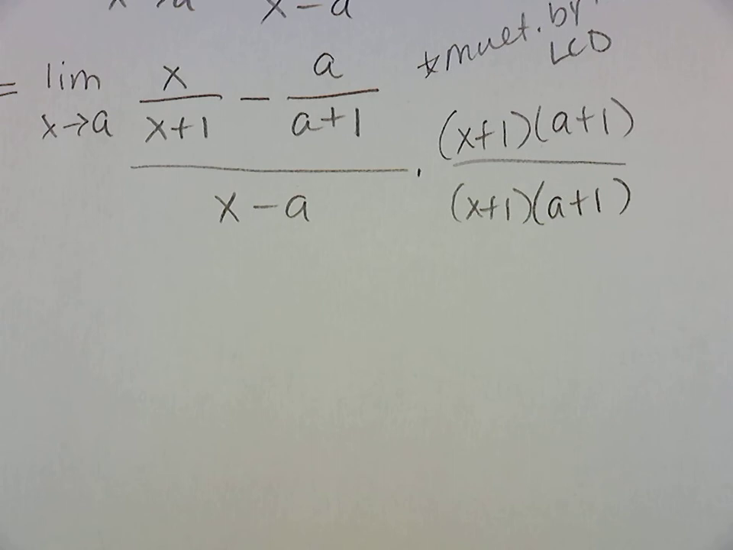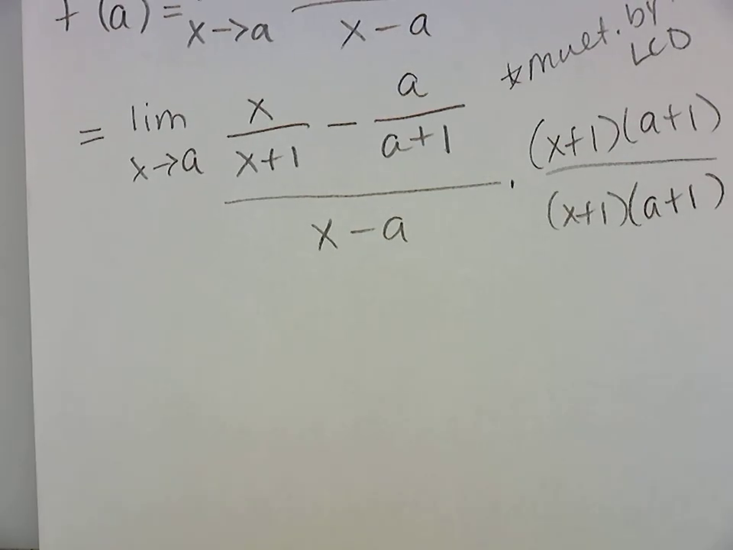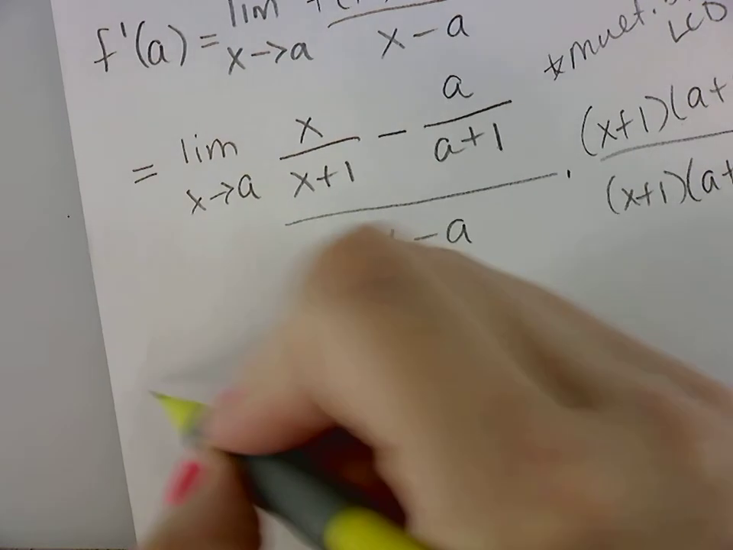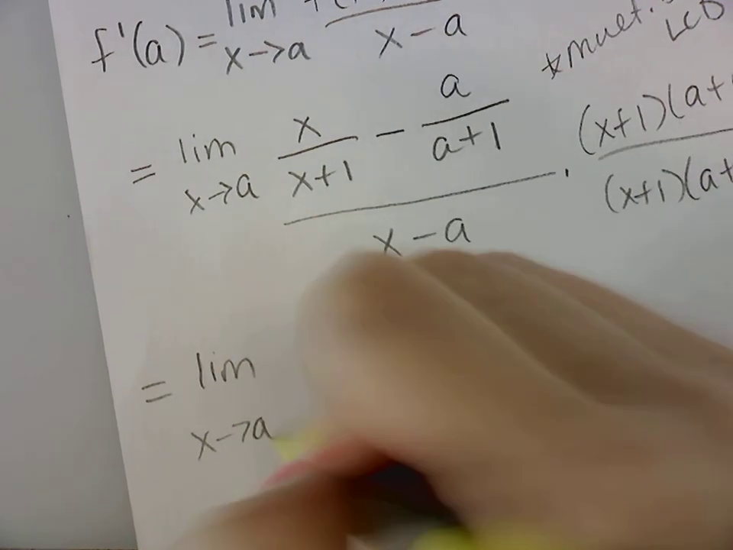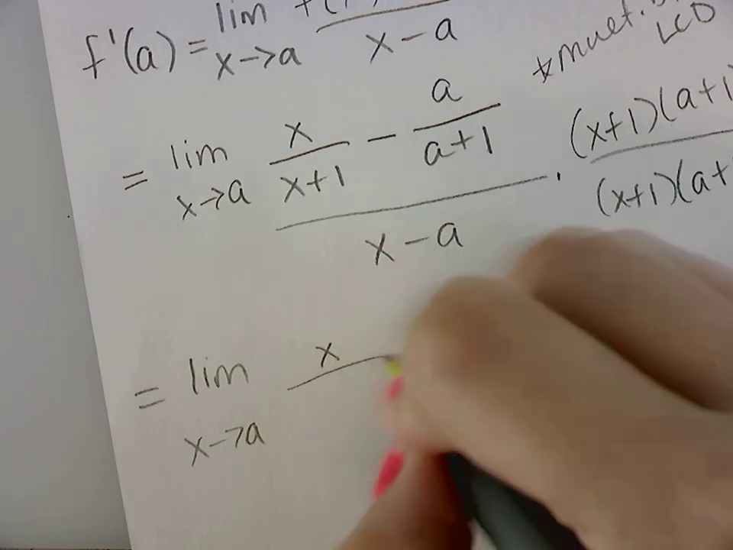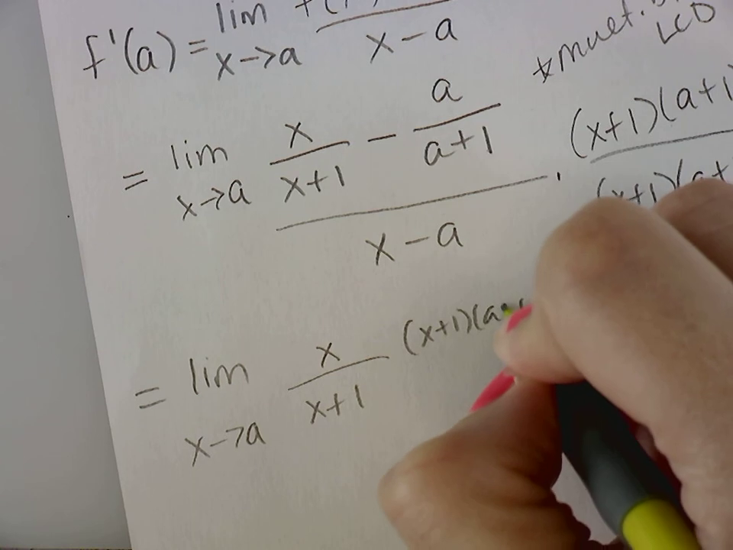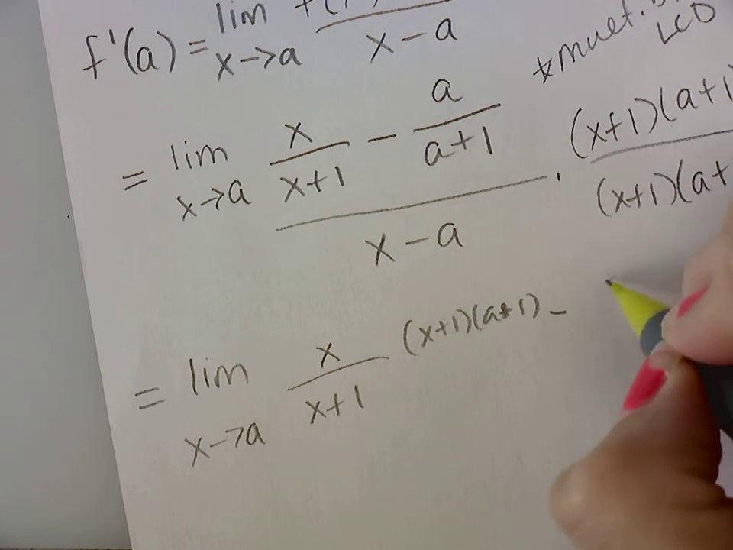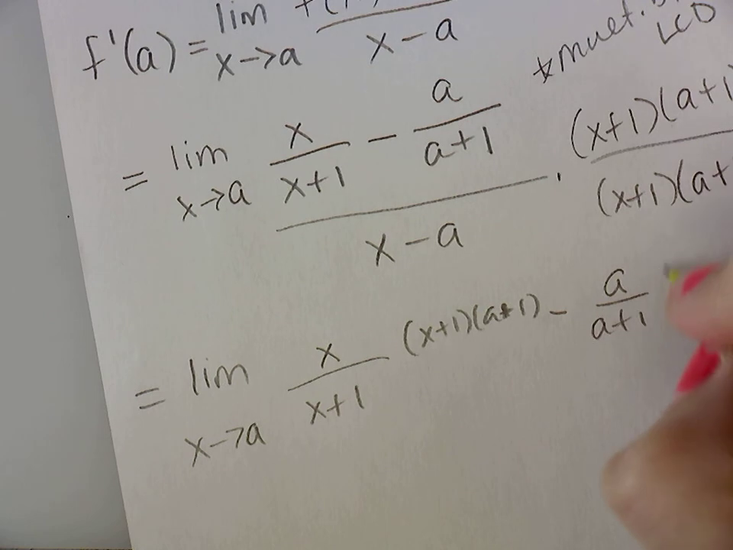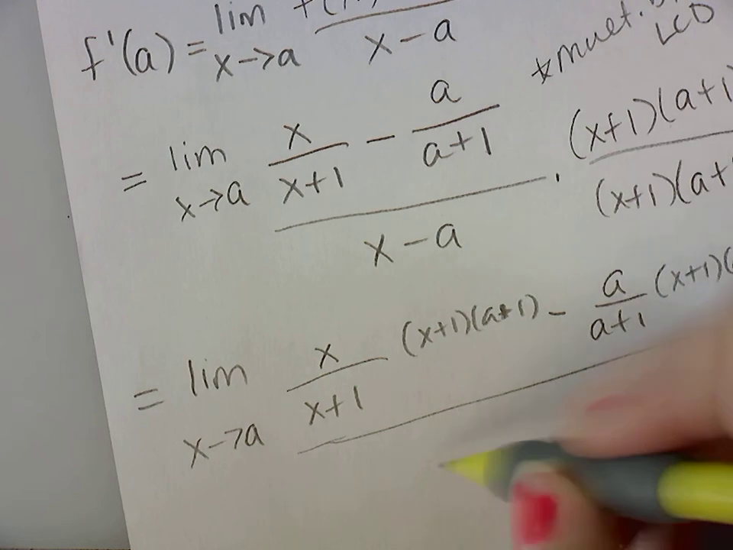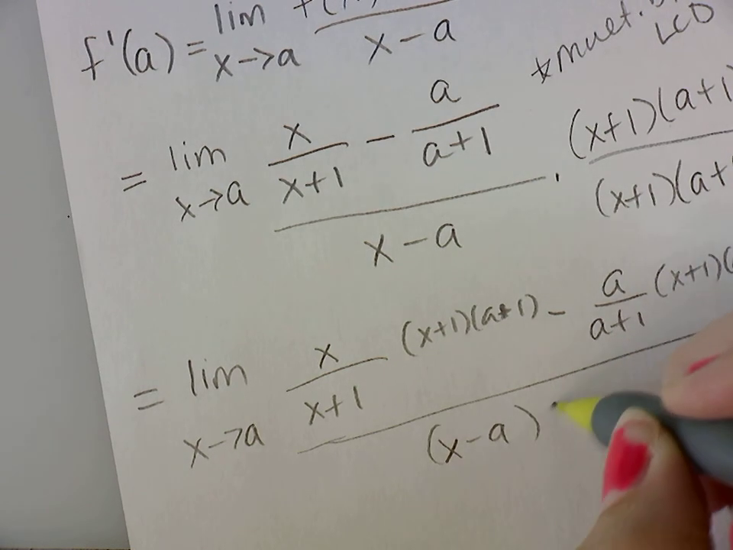So like I said, if you guys want to write this out, you are welcome to do that. If you know what's going to cancel out and you just want to write the next simplified step, that would be perfectly fine. Okay, so I'll show you. If you have the limit as x goes to a, if you want to write both of those next to it so you can see the cancel out, that's fine. It's x plus 1 times a plus 1 minus a over a plus 1 times x plus 1 times a plus 1, and that's all over x minus a times x plus 1 times a plus 1.